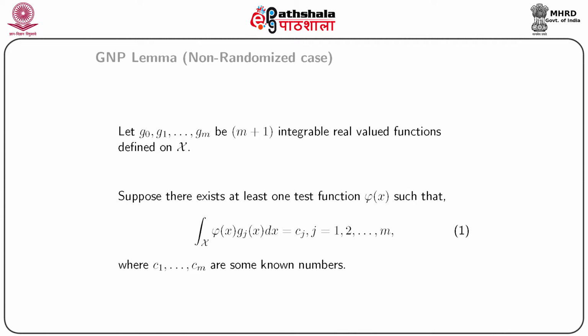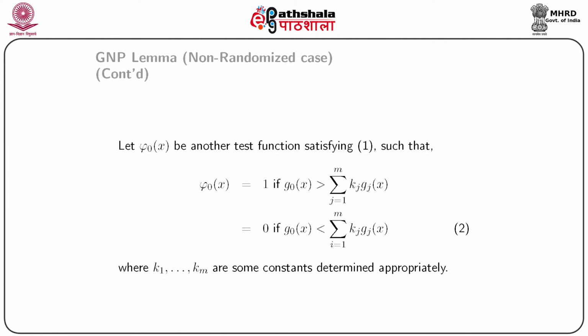Let g0, g1 up to gm be m plus 1 integrable real valued functions defined on the sample space script X. Suppose there exists at least one test function psi(x) such that the integral over script X of psi(x) g_j(x) dx equals c_j, for j from 1 to m, where c1, c2, up to cm are some known numbers. Let psi naught be another test function satisfying (1) such that psi naught(x) equals 1 if g0(x) is greater than the summation over j from 1 to m of k_j g_j(x), and equals 0 if g0(x) is less than the summation over j from 1 to m of k_j g_j(x). This is (2), where k1, k2, up to km are some constants determined appropriately.